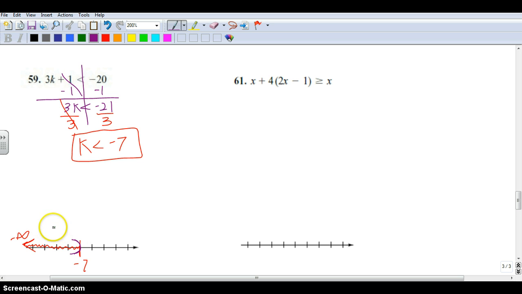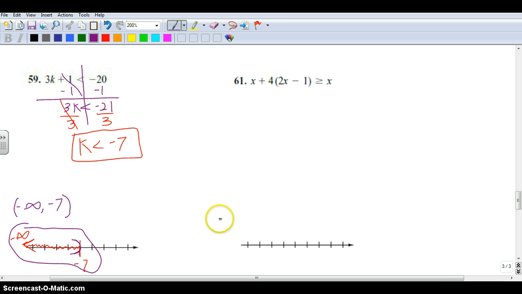And so once again, this gives you a nice picture of how to do your interval notation. You just read this thing from left to right. Negative infinity to negative 7. Always parentheses with infinity or negative infinity. And then with the negative 7, parentheses. There you go.